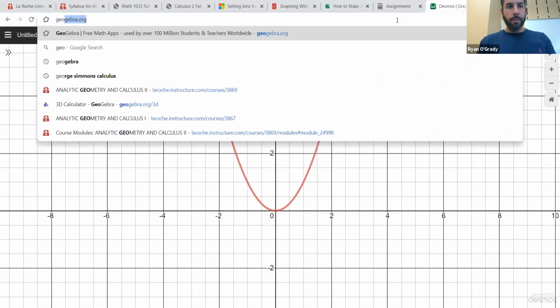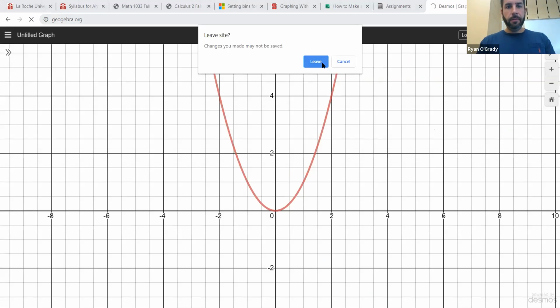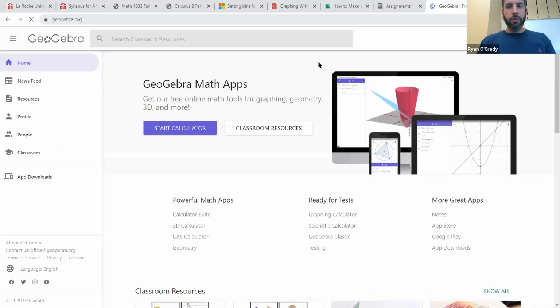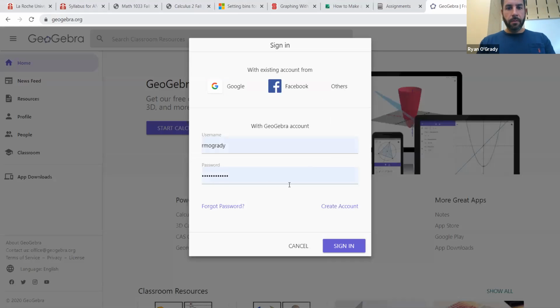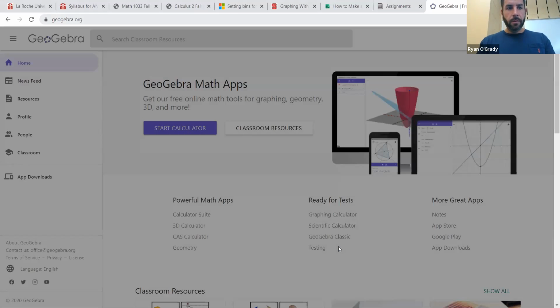Now I just have to remember my password. Well, I should be logged in. All right, sign in. Good.